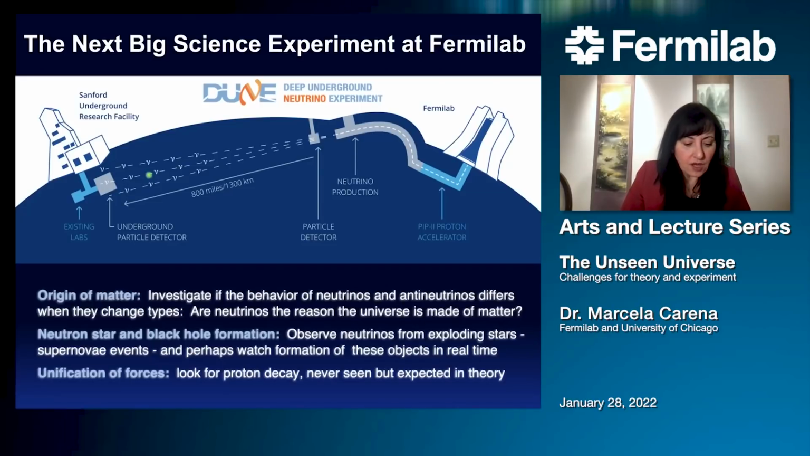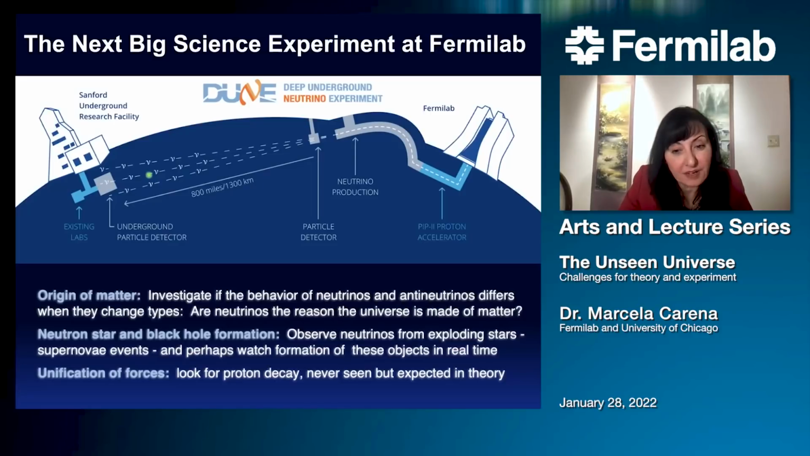That's important. So with DUNE, we will be able to investigate with unprecedented accuracy if the behavior of neutrinos and antineutrinos differ when they change into different types. And this is very important because if that happens, the neutrinos could be the reason that the universe is made of matter rather than nothing.